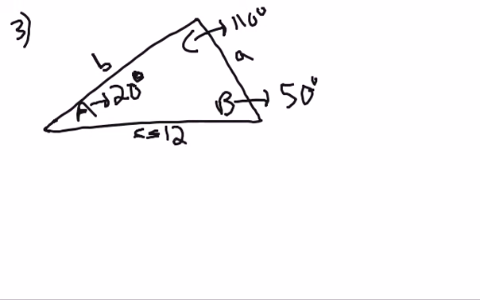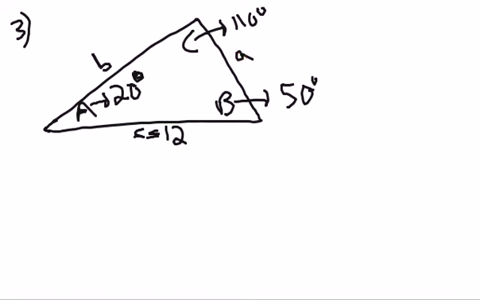So here what I'm going to do is use the law of sines to find side A. The reason I can do that is because I know an angle and its associated side, and I know another angle, and I'm looking for the side that's associated with that.